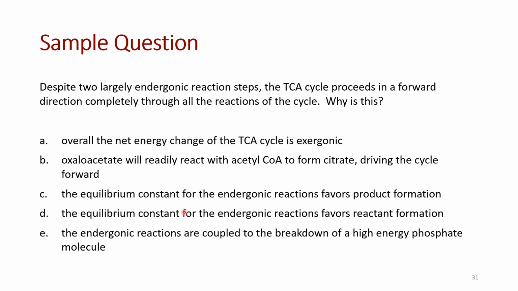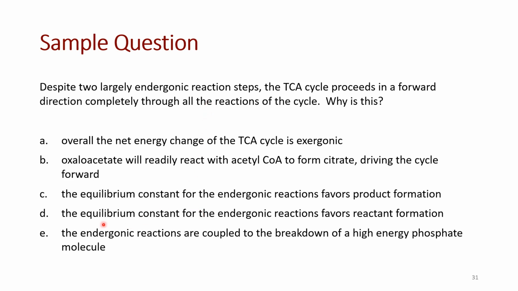Here, the equilibrium constant for the endergonic reactions favors product formation. Well, that's just wrong, because you know endergonic positive delta G is going to favor reactant formation. So C is just wrong. The equilibrium constant for the endergonic reactions favors reactant formation. Now that's correct. There you go. Endergonic reactions do favor reactant formation. But there again, it's a true statement, but it does not answer the question.